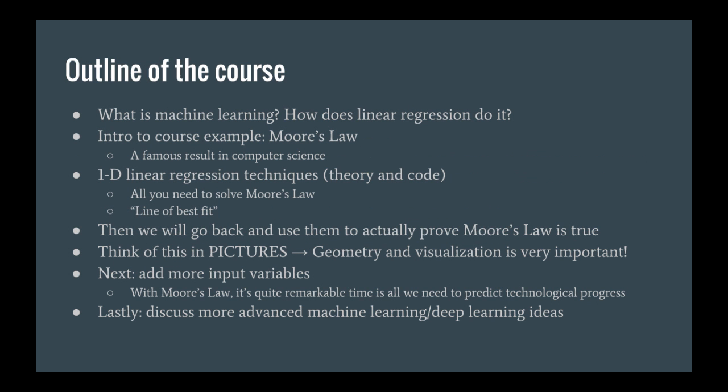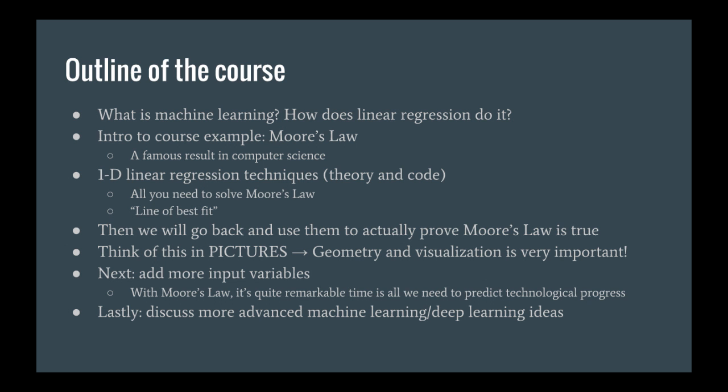So what content will be covered in this course? First, in the next lecture, I'm going to give you an outline of what machine learning is and how linear regression does it. Next, I'm going to introduce you to one of our course examples. We're going to use linear regression to show that Moore's law is true. Moore's law states that the number of transistors on a chip doubles every 2 years. This will show you that linear regression is very applicable to the real world, as Moore's law is one of the most famous results in computer science.